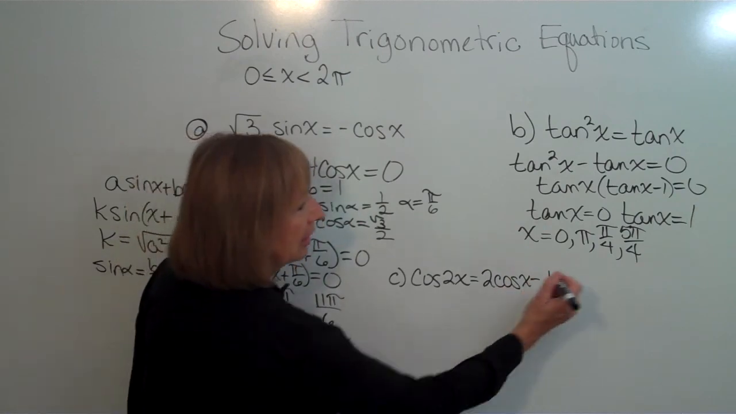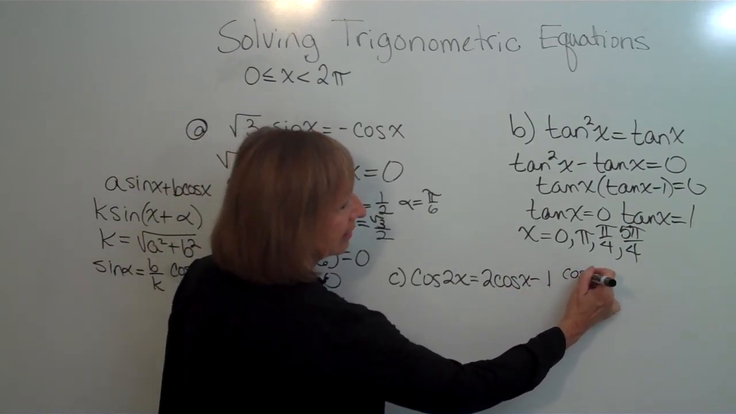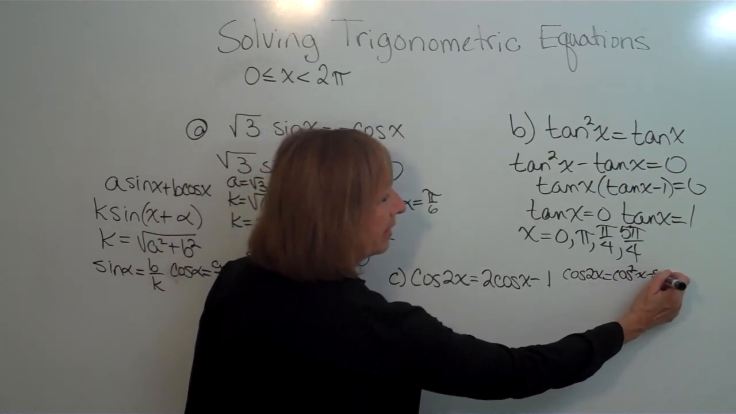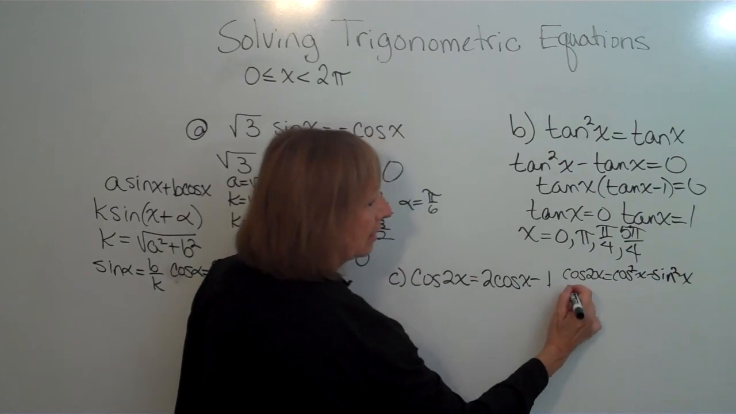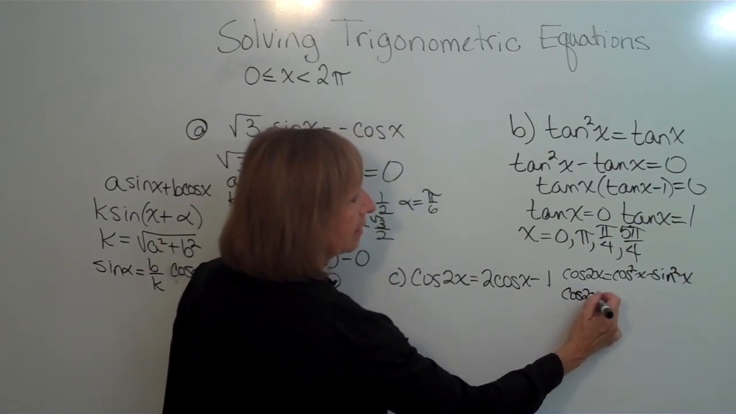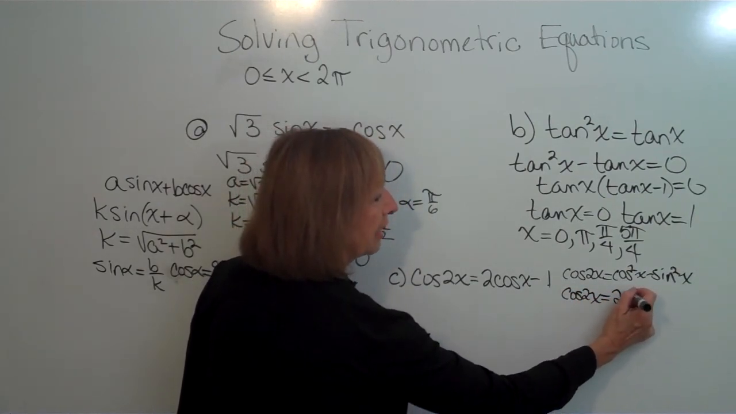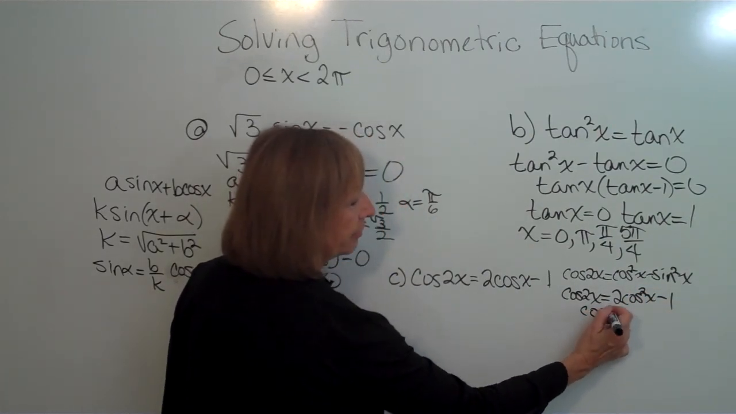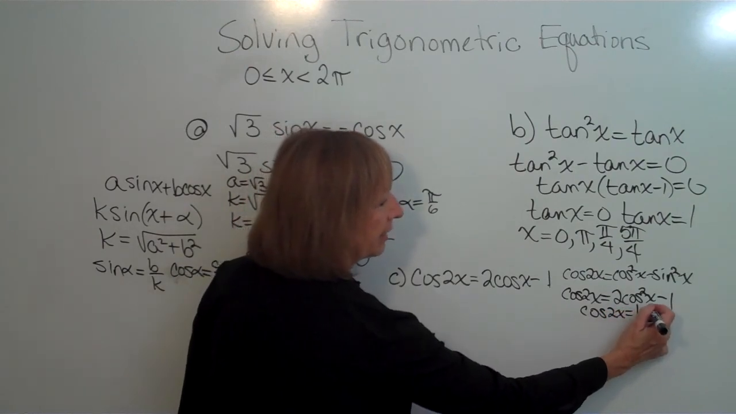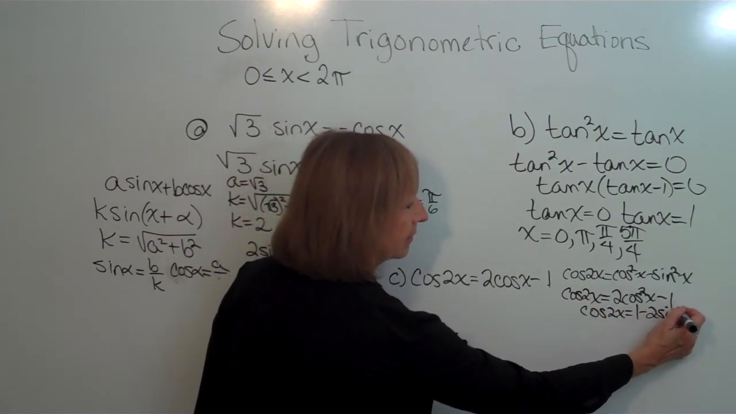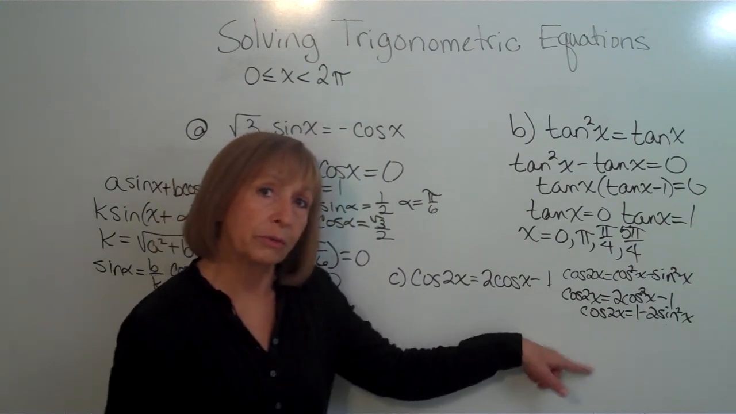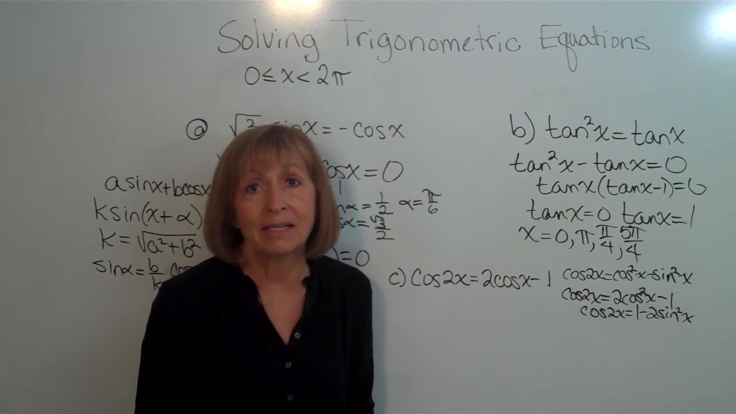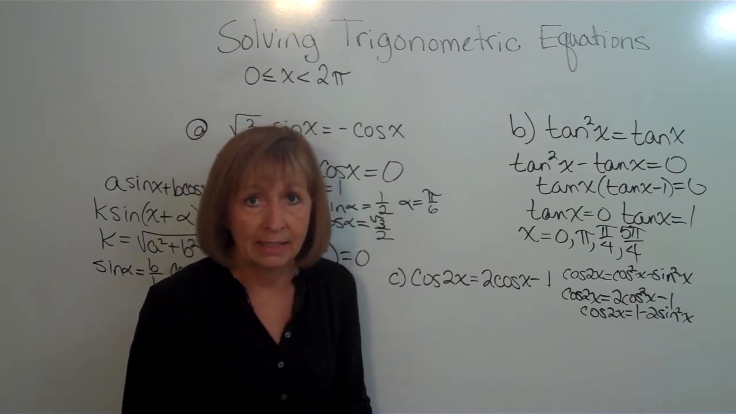So if you recall that cosine of 2x could either be cosine squared x minus sine squared x, cosine of 2x could be 2 cosine squared x minus 1, or cosine of 2x could be 1 minus 2 sine squared x. All 3 of those forms are a correct replacement for cosine of 2x. I need to pick the one that's going to give me a good result in continuing on solving.